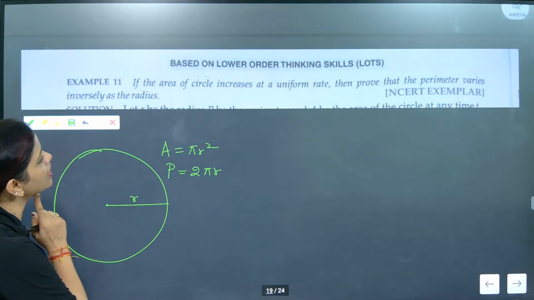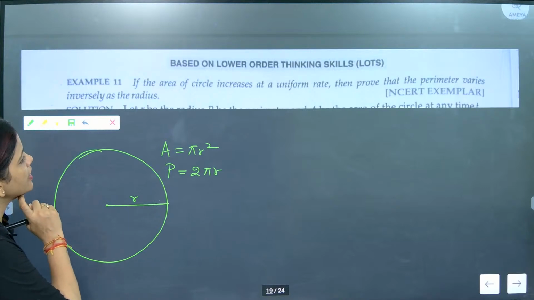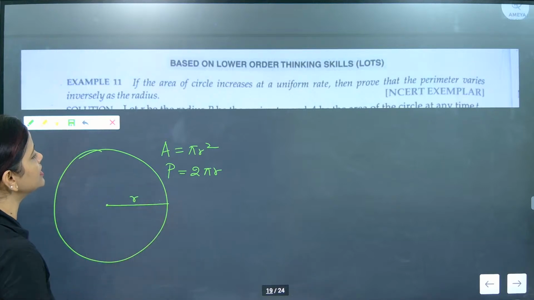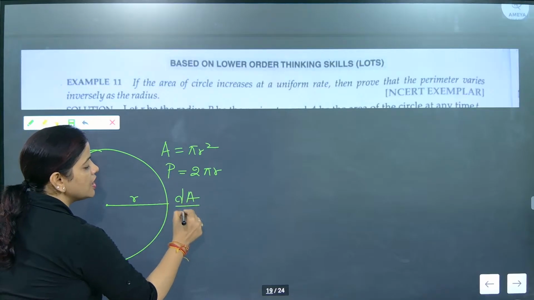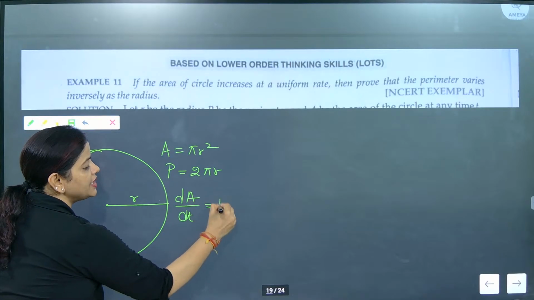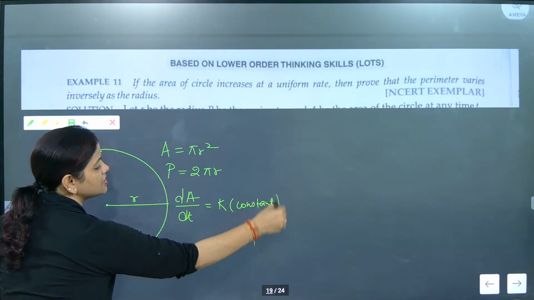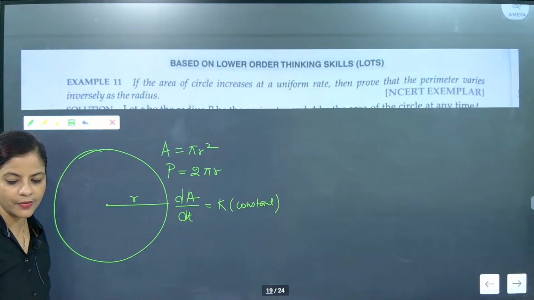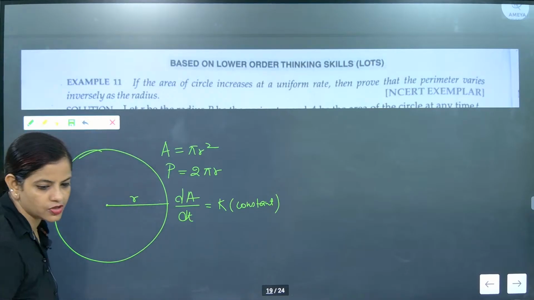Now, we have to prove that perimeter varies inversely as the radius. If the area is increasing at a constant rate, which was given in the last question, dA by dt we will take as constant, so k value is considered as constant. Understood, Namita? Now we are going to start the values.